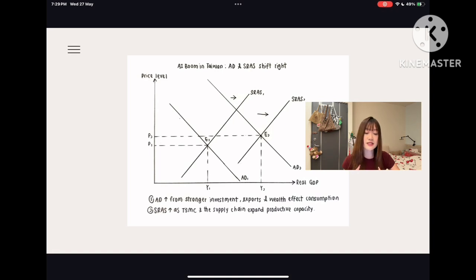Therefore, the best answer is that the AI boom represents both an AD shift and an SRAS shift. AD increases because of higher investment, higher exports, and higher consumption. SRAS increases because semiconductor firms expand productive capacity. So in the short run, Taiwan experienced a significant increase in real GDP, while inflationary pressure exists but is moderated by the increase in supply.